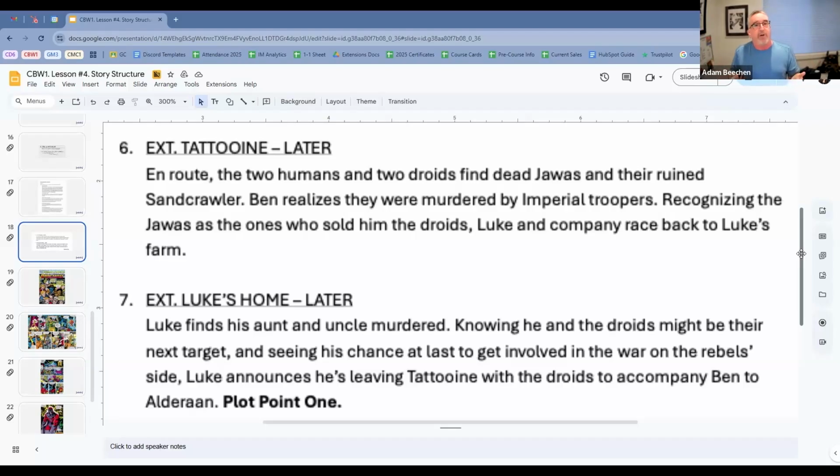So Luke recognizes these Jawas are the ones that sold him the droids. He knows that's going to lead the Imperial troopers back home. So he and Ben and the droids race back to Luke's farm. And when they get there, they find the aunt and uncle murdered. And they know that he and the droids, or the droids for sure, are the Imperial forces' next target. So this is Luke's chance to get involved in the war on the rebel side. Finally, he doesn't have anything keeping him there. So he can go, and Luke announces that he's leaving Tatooine to accompany Ben to Alderaan and join the rebellion and be part of this fight. And there's your plot point one.